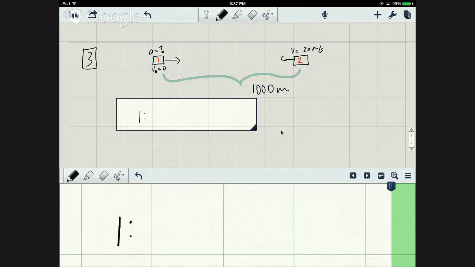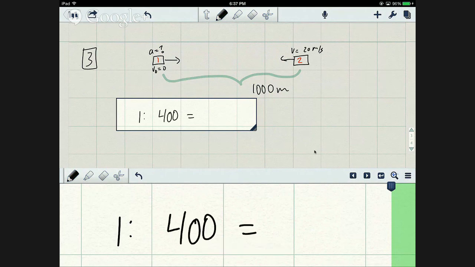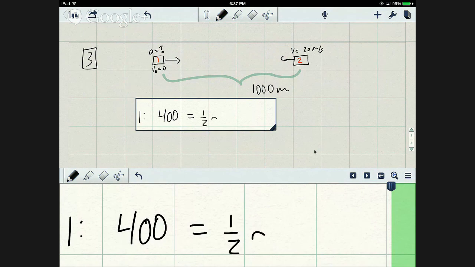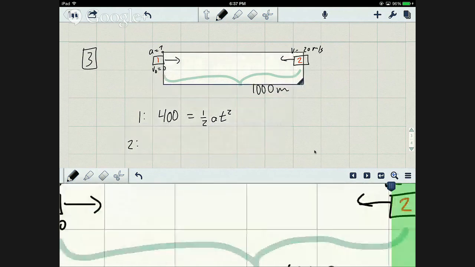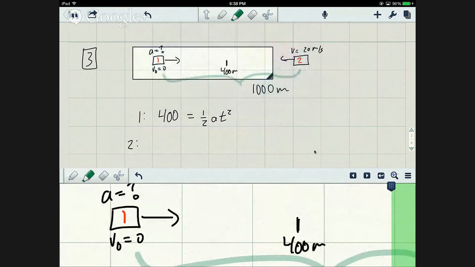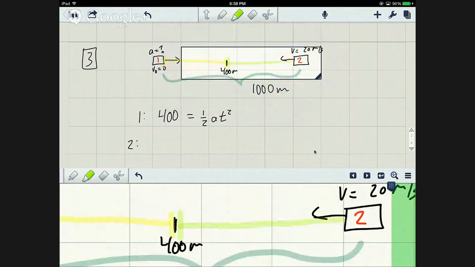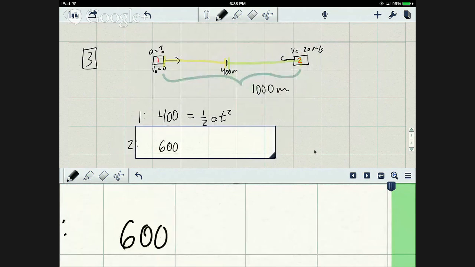Alright, so this is for car 1. Well, I want them to meet 400 meters from the starting point, so find the unknown acceleration for that. 400 meters, I want it to travel in the time t. So let's say it's 1/2 unknown A times t squared. Car 2: I want him to meet 400 meters away. So this is in yellow, 400 meters, there to there. And then this, in light green, is going to be 600 meters. So I want this guy to travel 600 meters in the time t.